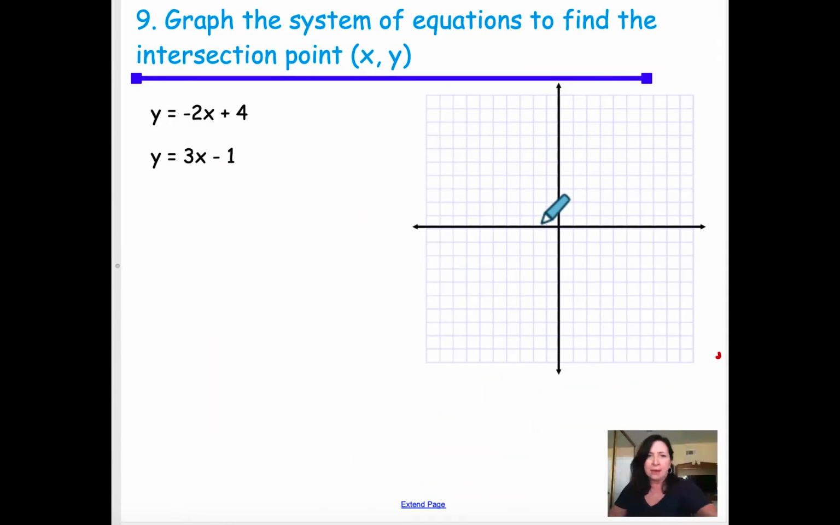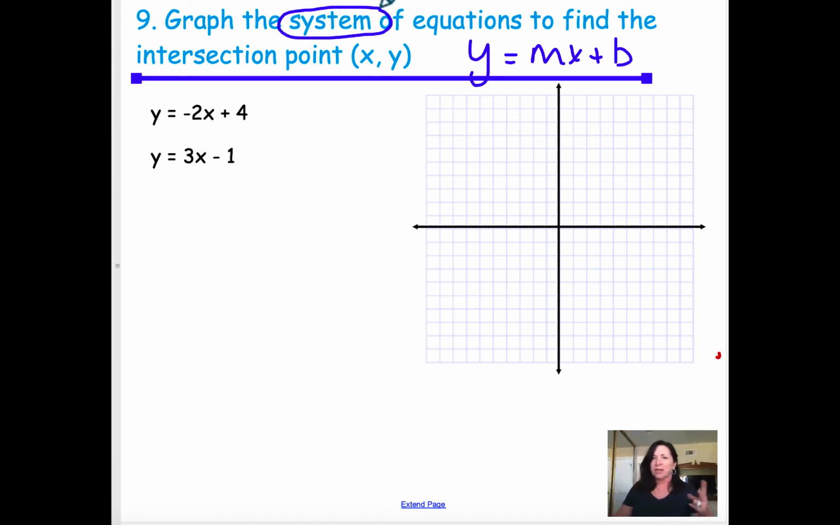Okay. And the next problem says graph the system of equations. So remember how to graph. The graphing that we use in slope-intercept form is y equals mx plus b. Okay, so we can graph. When it says graph the system, when they're asking me to graph two lines, what they're really asking me to do is to actually find the point where the two graphs cross. That's when you're graphing a system, or trying to find the intersection point.